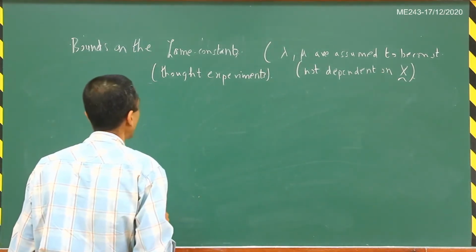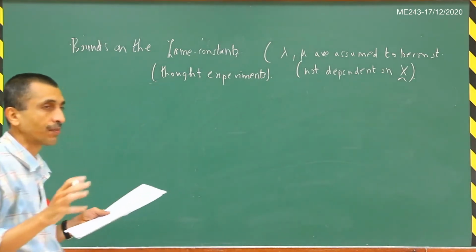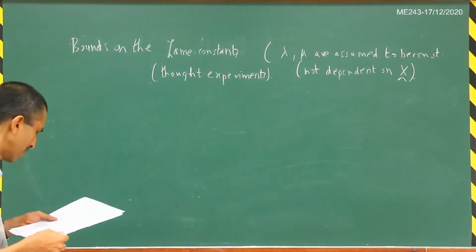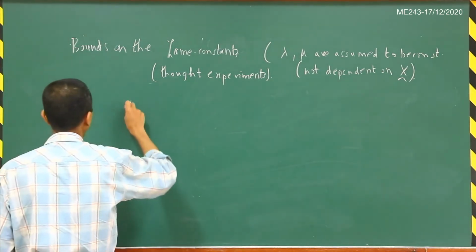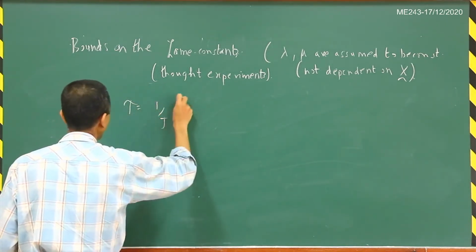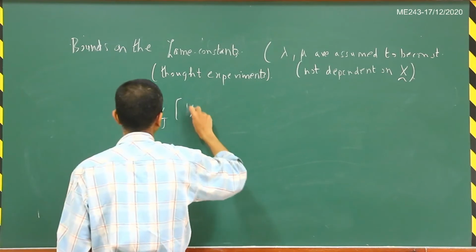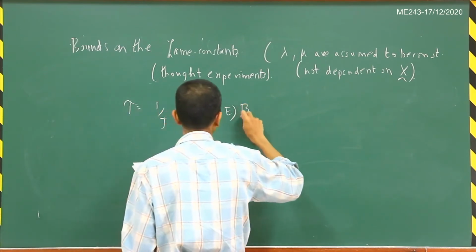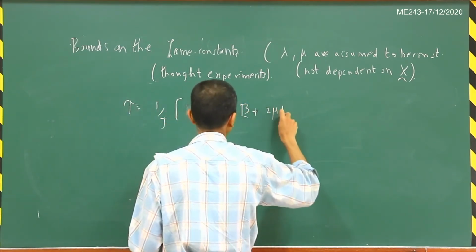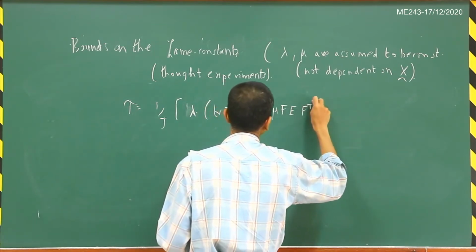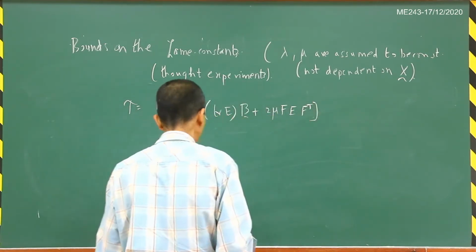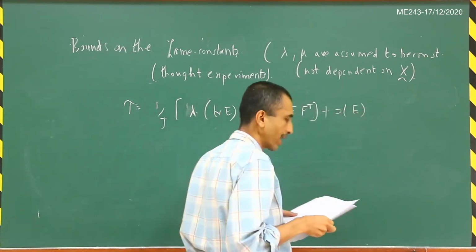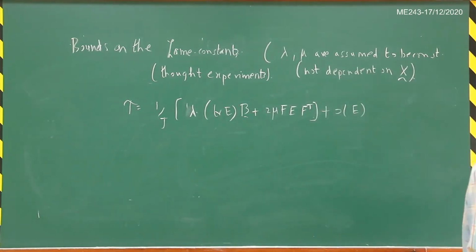Now, if you transform the second Piola-Kirchhoff stress expression that I gave for the Saint Venant-Kirchhoff material to the Cauchy stress expression, then this is what we'll get. So tau is equal to 1 by J times lambda times trace of E times B plus 2 mu times F times E times F transpose, plus some order E terms. And this we are not going to worry about again, because we are assuming that E is small.